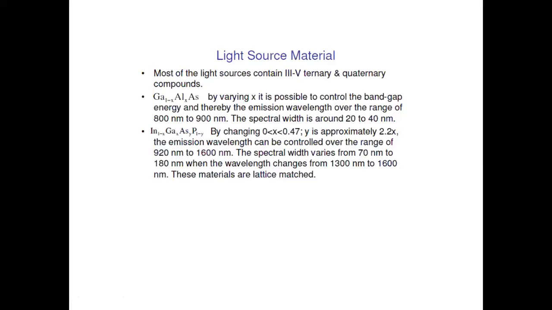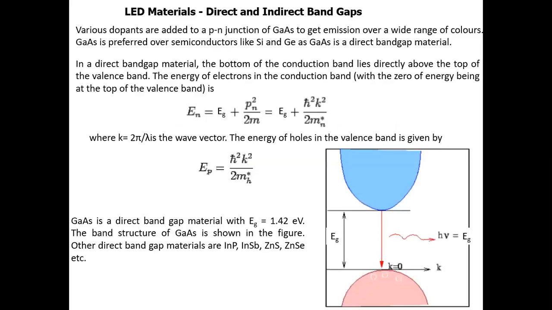For indium gallium arsenide phosphide, by changing X over this range and Y approximately over this, the emission wavelength can be controlled over the range of 920 to 1600 nanometers. The spectral width varies from 70 nanometers to 180 nanometers when the wavelength changes from 1300 nanometers to 1600 nanometers. These materials are lattice matched.